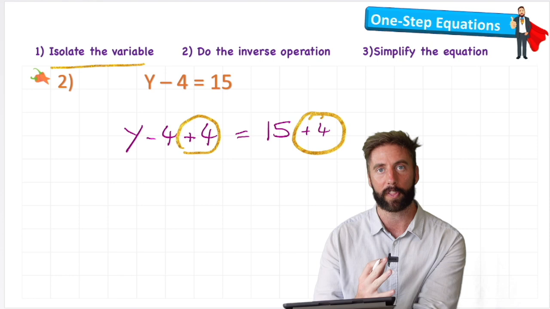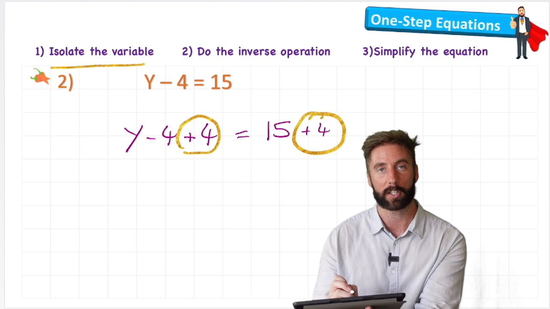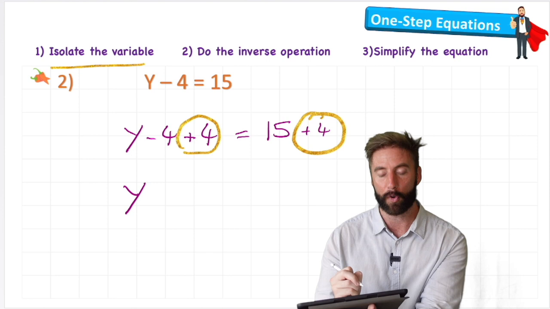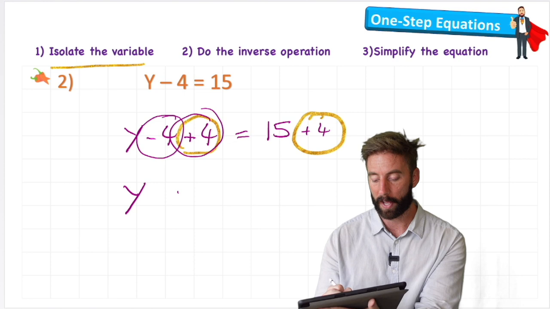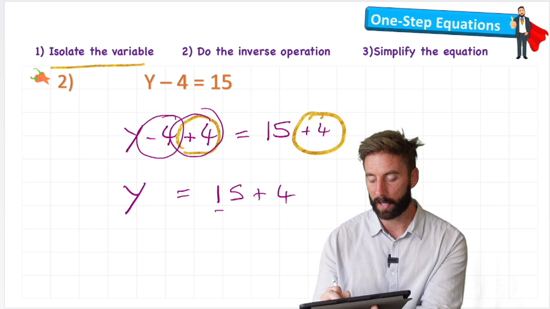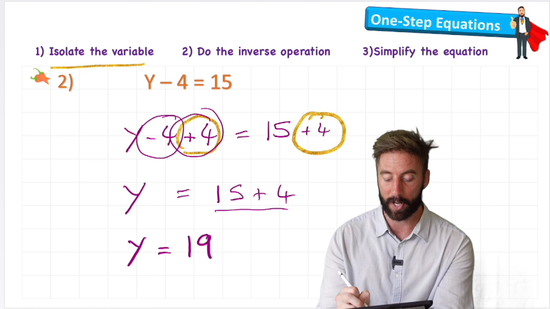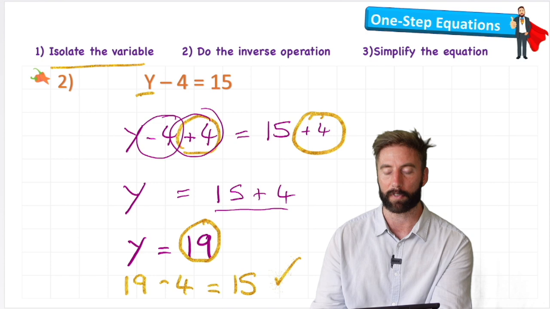Now I can move to step 3, look at simplifying my equation or solving it. And I can have y, I don't need any of my 4s anymore because my negative 4 cancels out my plus 4. So y equals 15 plus 4. I'll solve this part here now and write y equals 19. Let's check it by reinserting our value into our original equation as y. So I'm going to start with 19, subtract 4 equals 15. Give myself another tick.